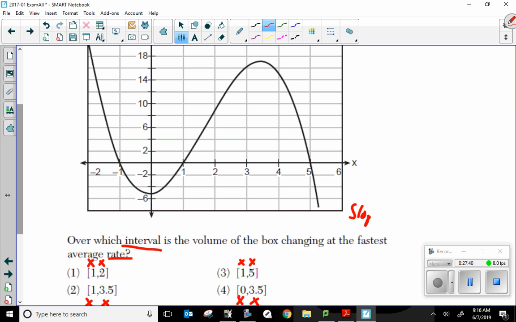Okay, rate is, again, slope. If it's changing faster, that means it's the biggest slope. Again, know what you're looking for, and this becomes really easy. Change in y over change in x.